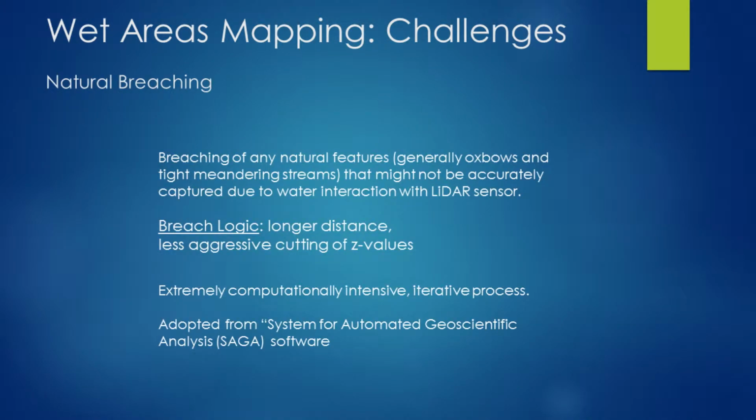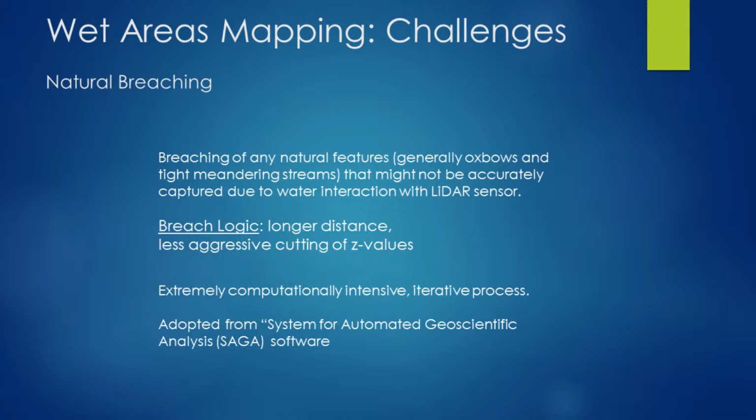So next we implemented a natural breaching method. As the name implies, this is how we try to resolve the breaches in any of these naturally occurring features across the landscape, like these slowly meandering oxbows and different features like that. The breach logic for this is a longer distance of breach with a less aggressive elevation change. The way that we dealt with that was we adopted some methodologies from the SAGA GIS software suite. It's very computationally intensive, because there are a lot of different cost matrices associated with determining the proper direction that you're going to flow.